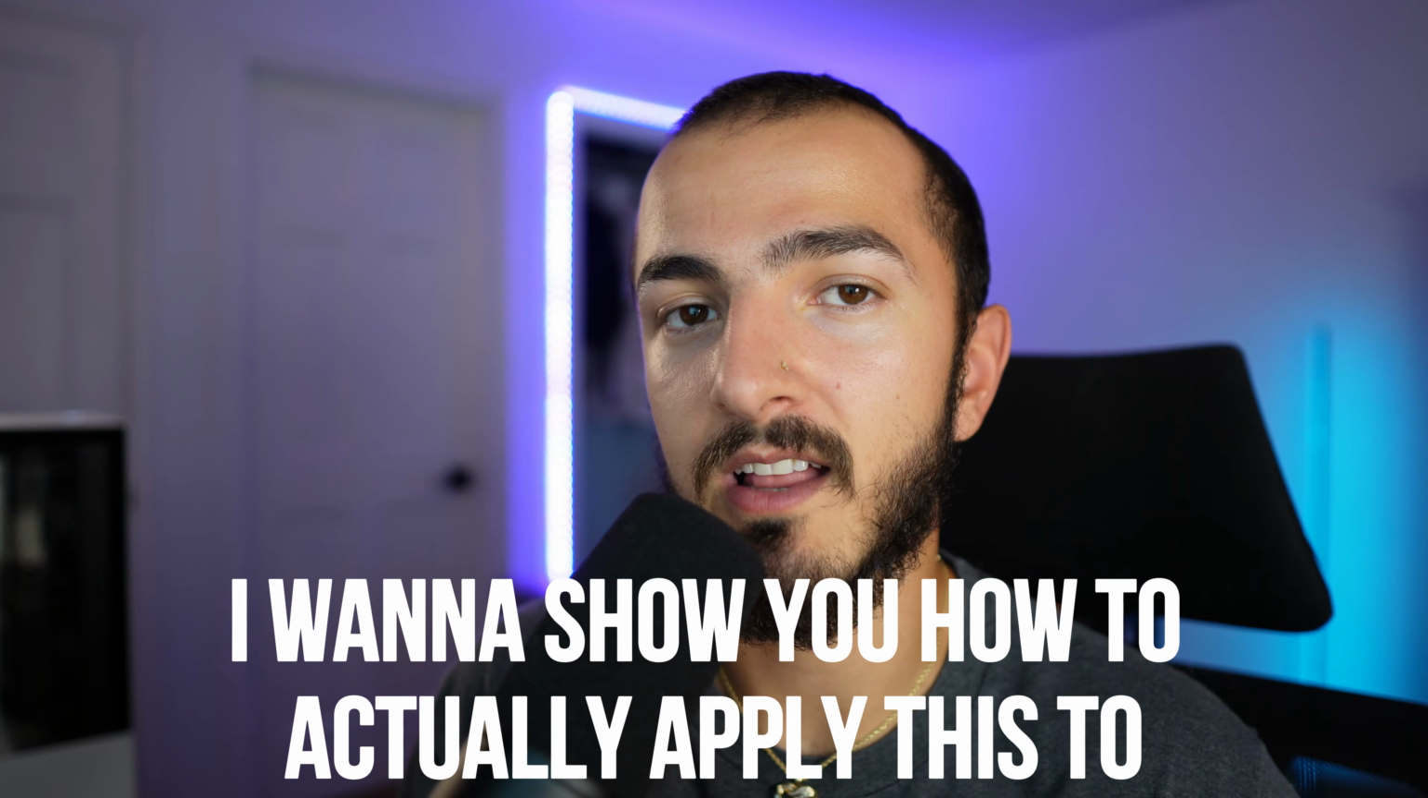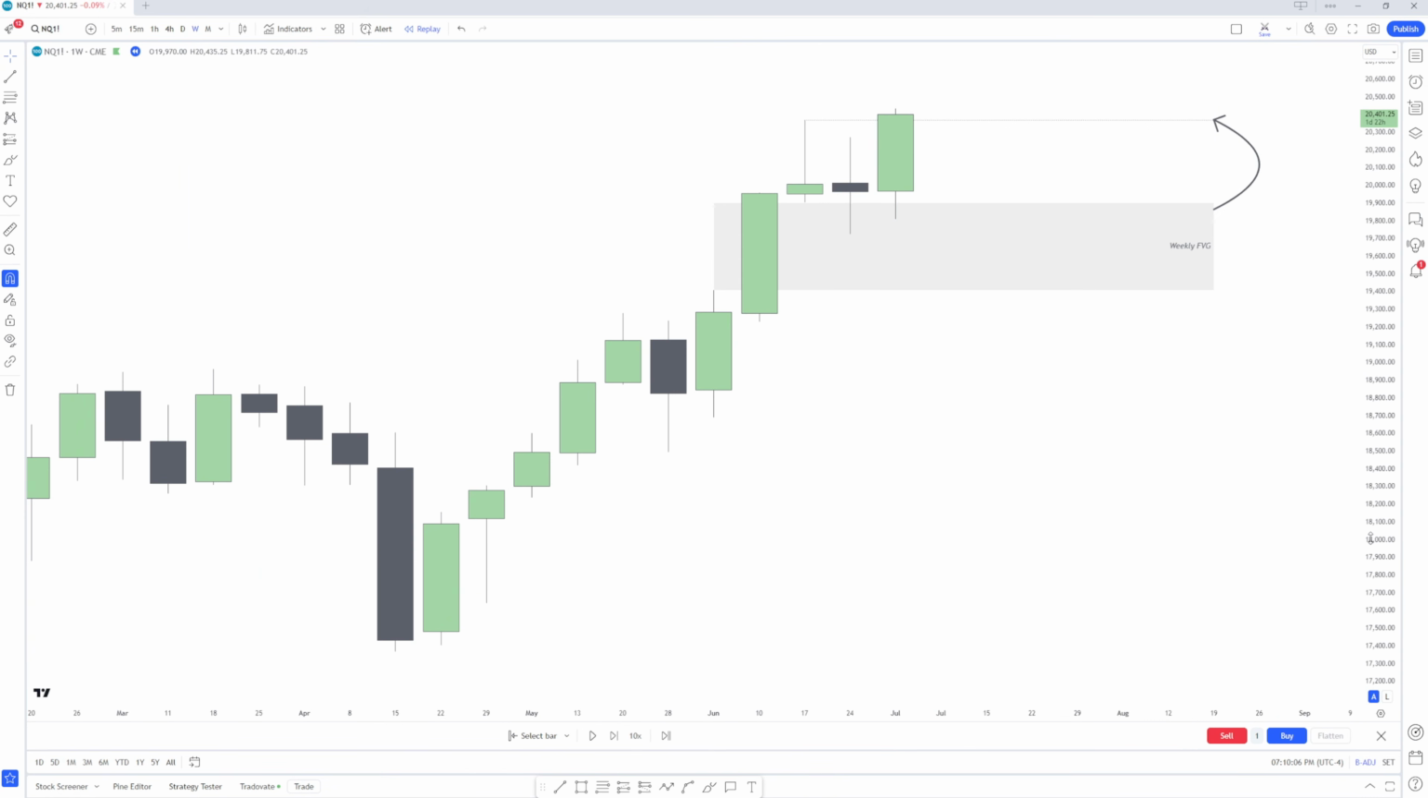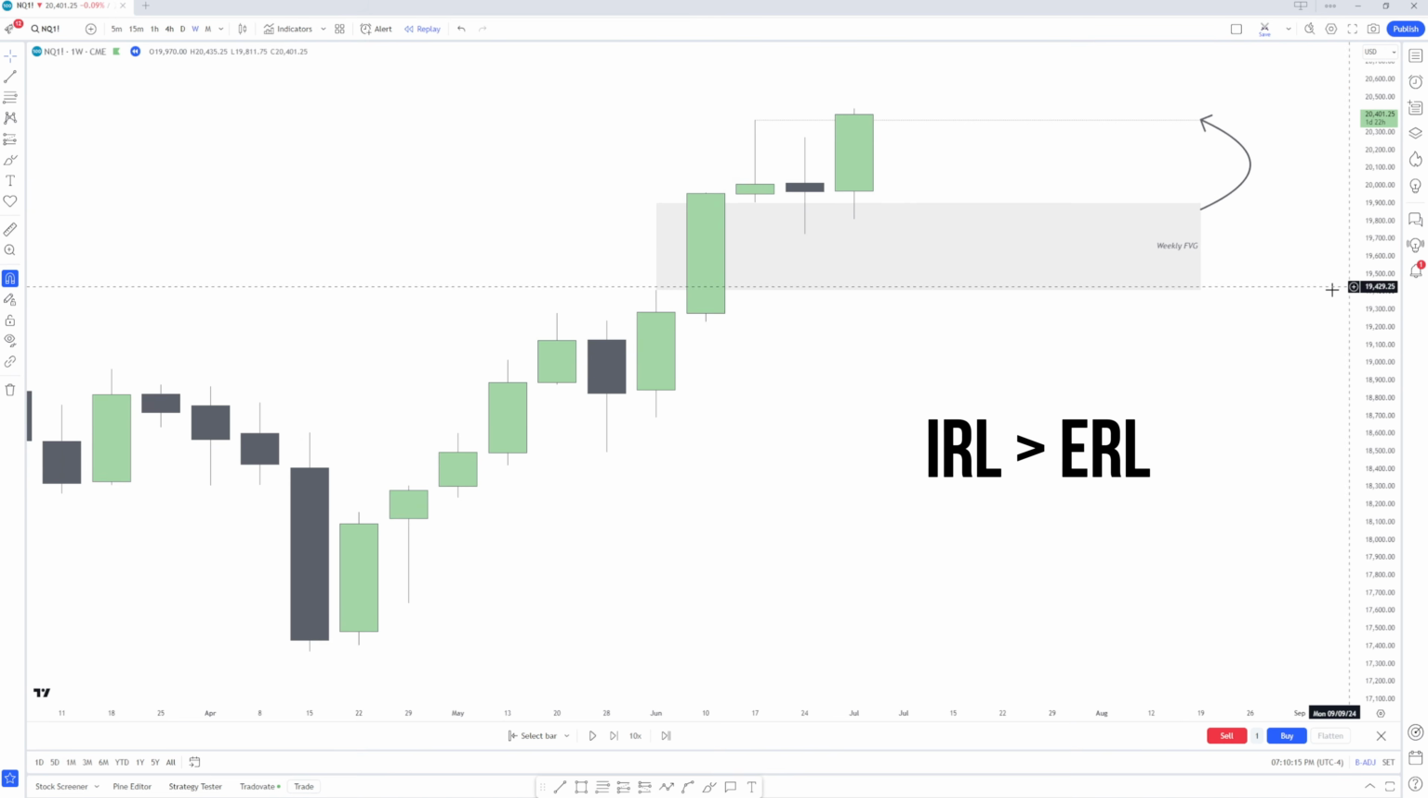So now that we've talked about the different ways of viewing order flow shifts, I want to show you how to actually apply this to the charts. So now we are looking at NASDAQ, and what you can see here is we have a weekly bullish fair value gap. So we have a context from internal to external on the weekly time frame on NQ.